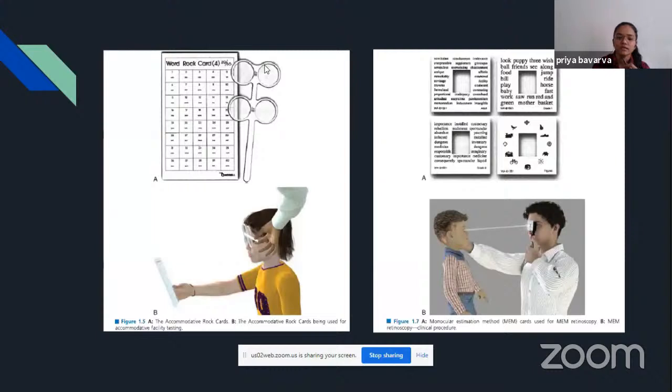So here are accommodative flippers and the MEM. Here it is, the MEM cards. The MEM cards are available in different forms, like pictures for children; they are available as picture cards.